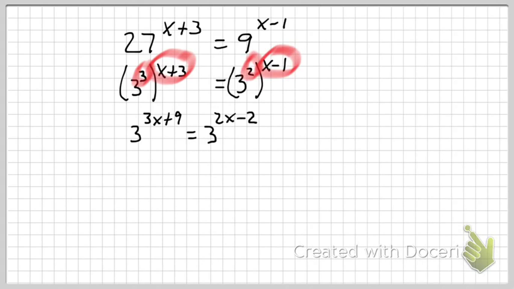I distribute the 3, or I multiply 3 times x plus 3. What do I do on the other side? I multiply 2 times x minus 1. Now the bases are the same. I've used my power rule on my exponent, and now it's simple. I set the 3x plus 9 equal to the 2x minus 2, and I solve for x. Let's try another.